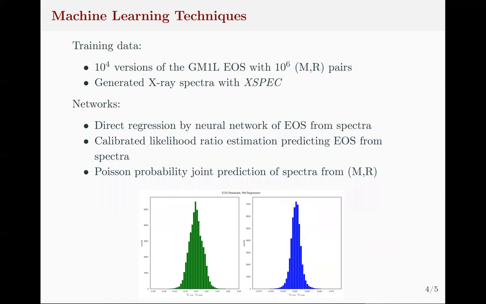As for network construction, we developed three networks intended to propagate realistic observational uncertainties. The first is direct regression by a neural network of equation of state from a spectra input. The second is a calibrated likelihood ratio estimate, also predicting equation of state from a spectra input. And the last actually goes the opposite way. It's a Poisson probability joint prediction of spectra from a mass and radius input.